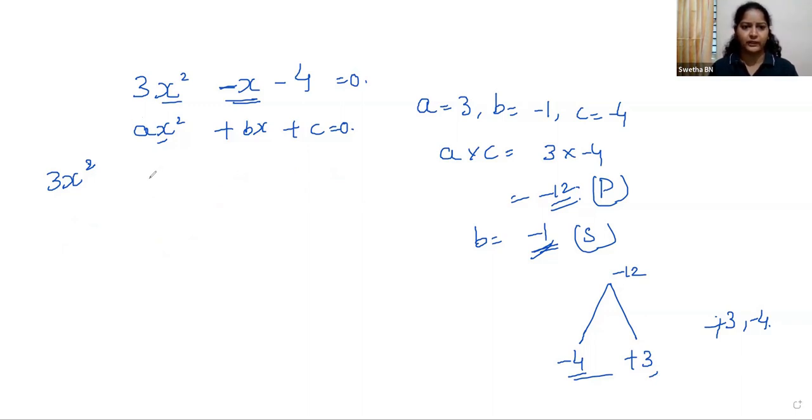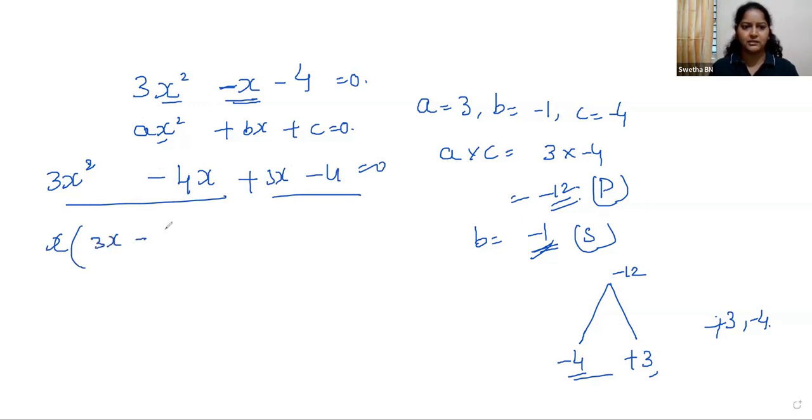So, we have written 3x square, no? So, in place of minus x, we are writing 4x. Plus 3x minus 4 is equal to 0. What is common here? X is common. So 3x minus 4. Okay. And one more thing. See, here we are getting 3x minus 4, right? And okay, here also we are getting minus. Okay, correct. 3x minus 4, that is equal to 0.